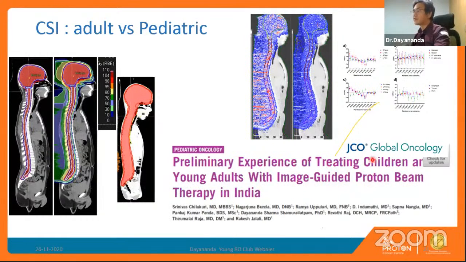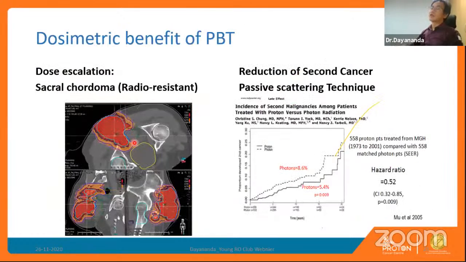And you can refer to this particular paper, which was published by our team led by Srinivas very recently in JCO. And of course, since you can reduce the dose to this critical organ, you can escalate the dose. One typical example where dose escalation is needed is for those tumors which are considered to be more radioresistant.